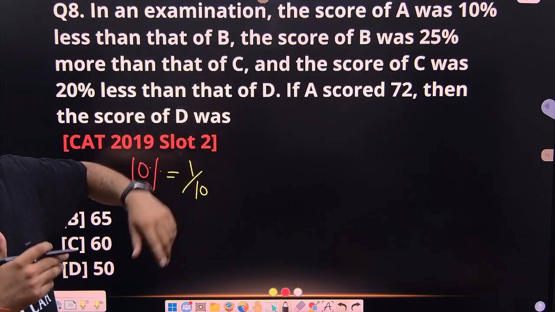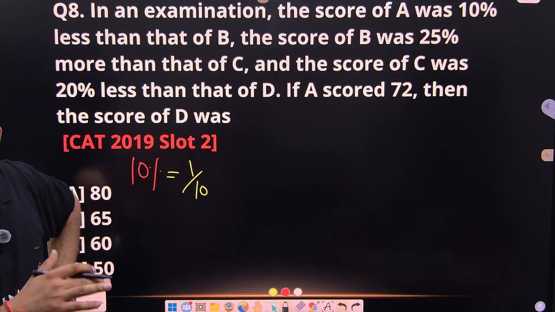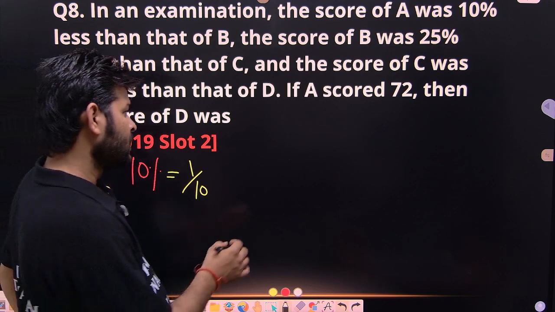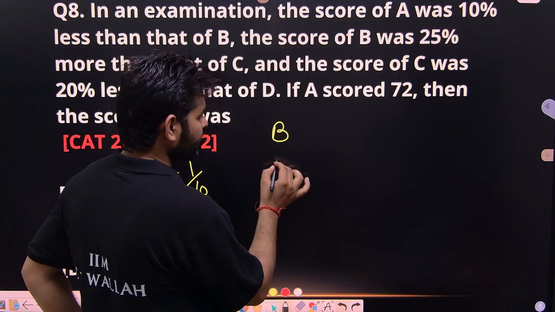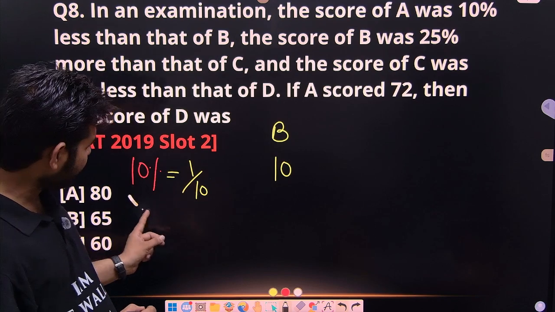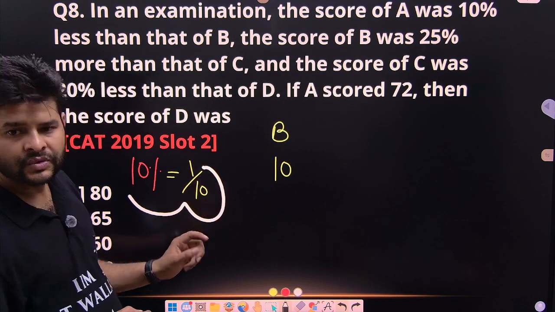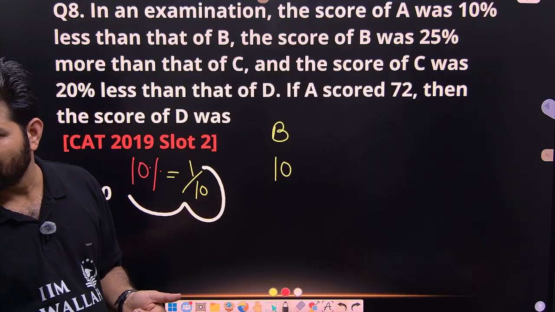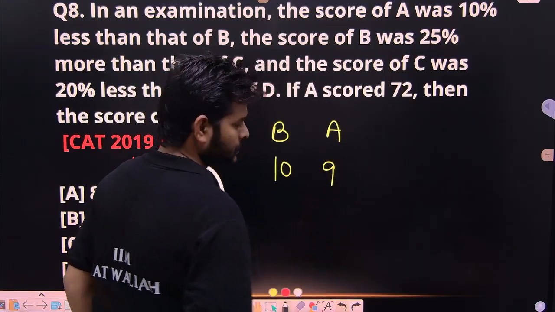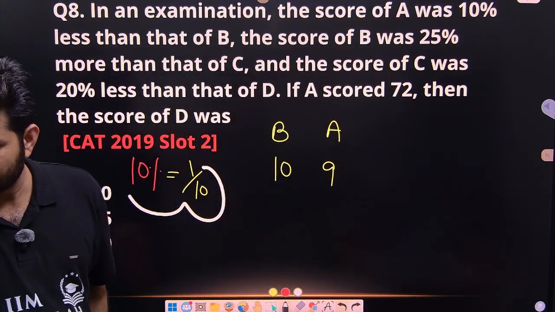So the score of A was 10% less than that of B. So basically we are comparing B. So 10 is going to represent the score of B. So B's score would be 10, and 10% less. 10% of 10 is 1. So 9 is the score of A. So basically A's score is 9. Is there any problem? Any doubt?